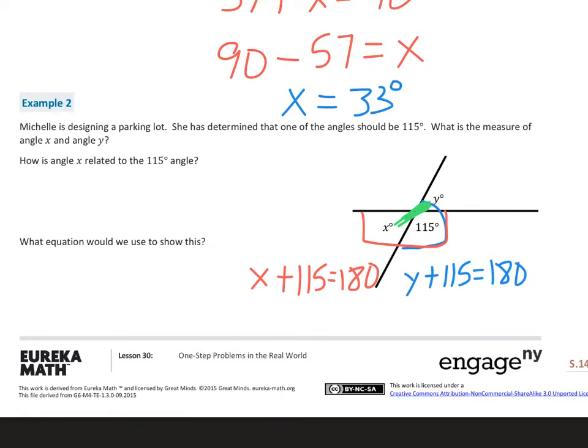X and Y both have to equal the same amount, and they both have to be added to 115 to be 180, so I'm just going to do 180 minus 115, which is 65 degrees. That is what X and Y both equal, and that would solve the problem.